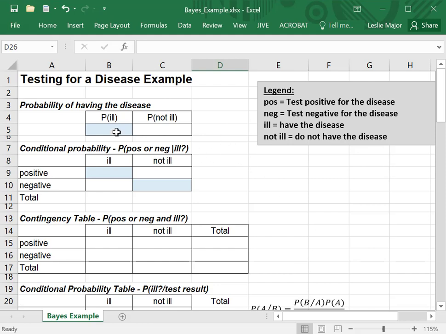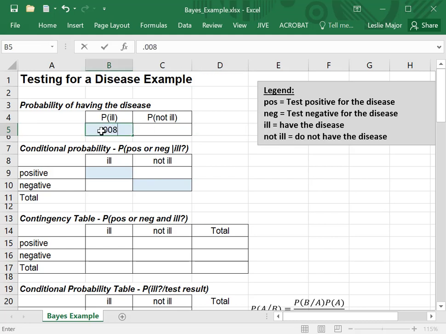Okay, so here we are. Here's kind of a template that I like to use. A little legend: ill means they have the disease, not ill means they do not have the disease. Pos means they test positive for the disease. Neg means they test negative for the disease. Okay, so how I'm going to set it up is the following.